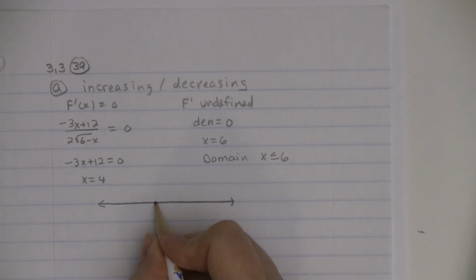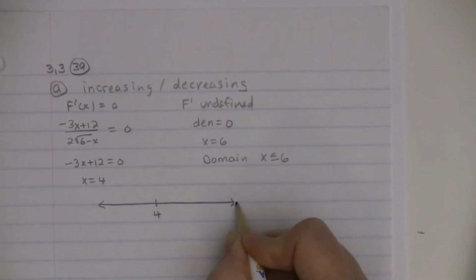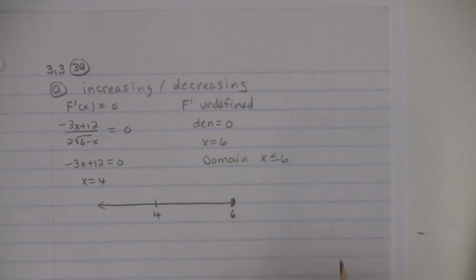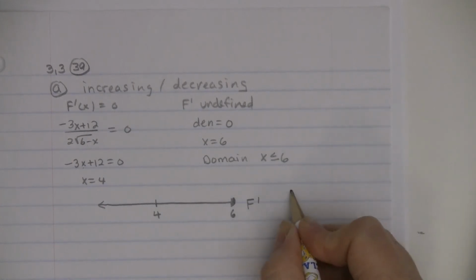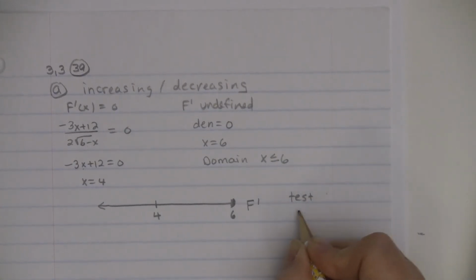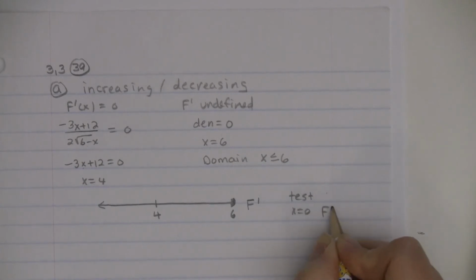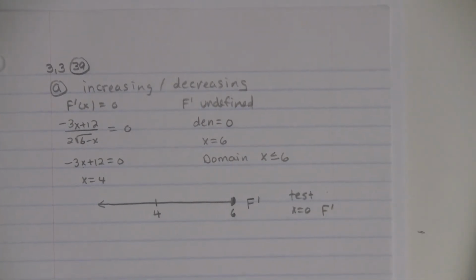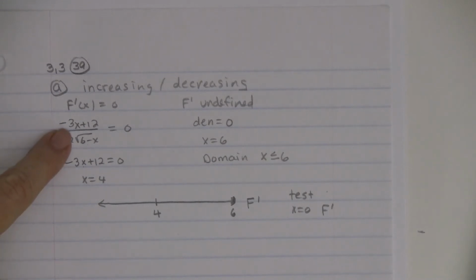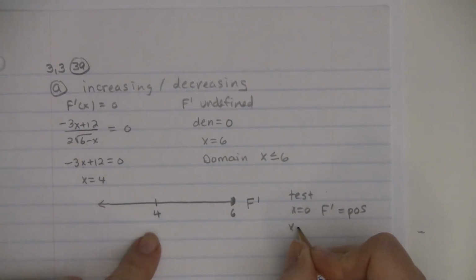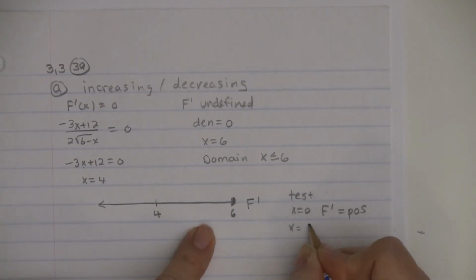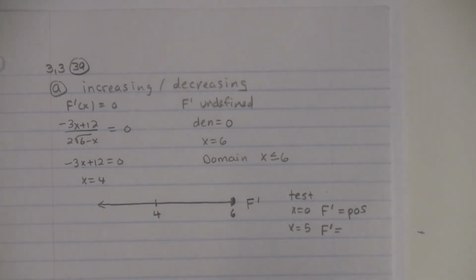So I'm going to put on my number line here 4, and actually this is a stop here at 6, right? And then I want to do some testing in that first derivative, and I'm going to test right here. I'm going to test x equals 0, and all I care about is the first derivative, is it positive or is it negative? So here's my first derivative, and if I put in 0, the numerator is positive, the denominator is always positive, so this is positive. And if I check something in between 4 and 6, like 5, all I care about is it positive or negative.